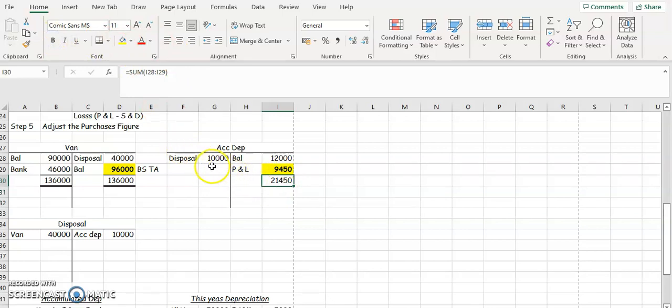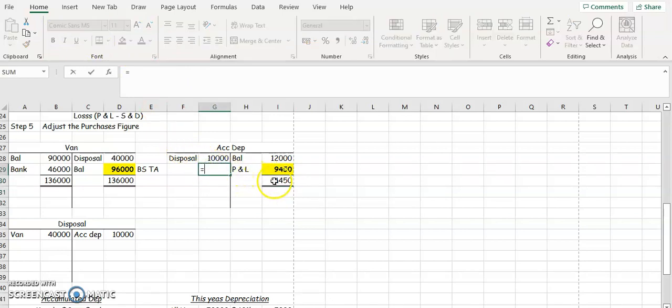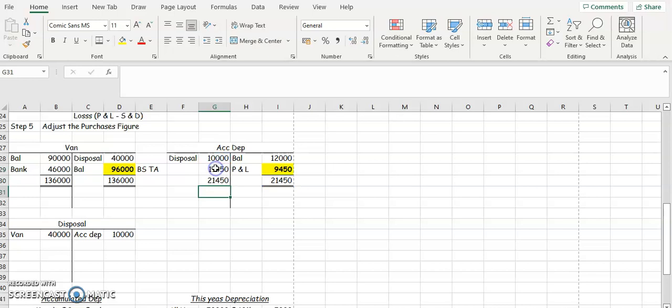So we've got 21,450 on the credit side. We're going to take away what's on the debit side, and that's going to give us our balancing figure. So that figure is the balancing figure, and that figure will go into your balance sheet as a tangible asset in the accumulated depreciation.